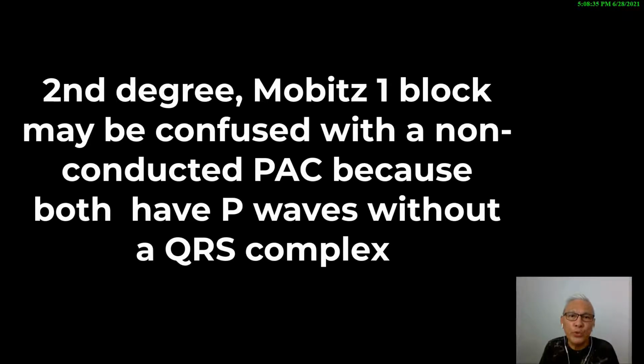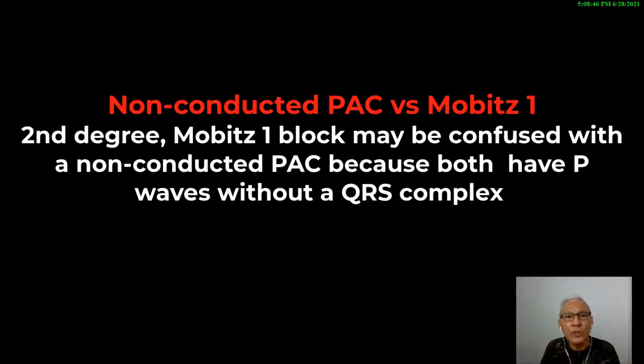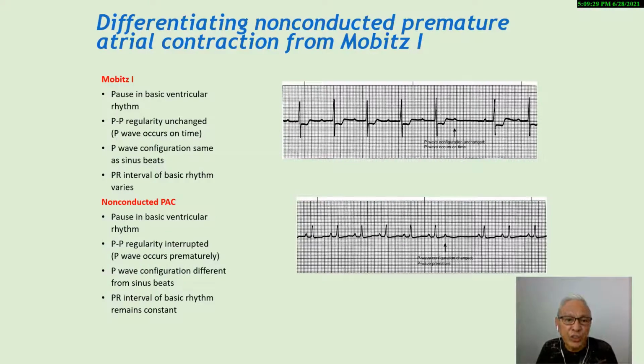Mobitz 1 may be confused with a non-conducted PAC, something we discussed earlier in the atrial module. The reason why it's easy to confuse the two is because both have a P wave without a QRS complex. It's important that when you see a P wave without a QRS complex, you're aware that there is a difference between Mobitz 1 and a non-conducted PAC. So let's take a look at the differentiation of the two rhythms. If you take a look at the ECG, both of them have a P wave that does not have a QRS complex. Let's begin with the Mobitz 1.